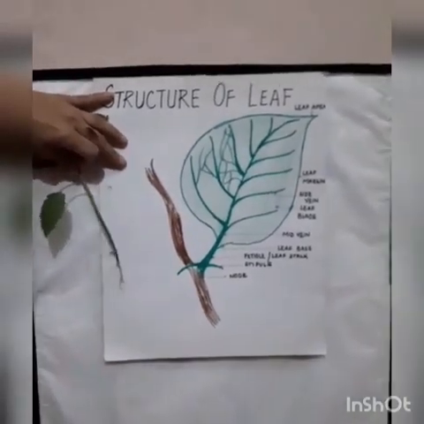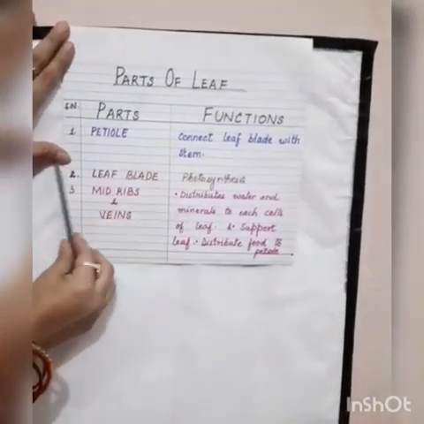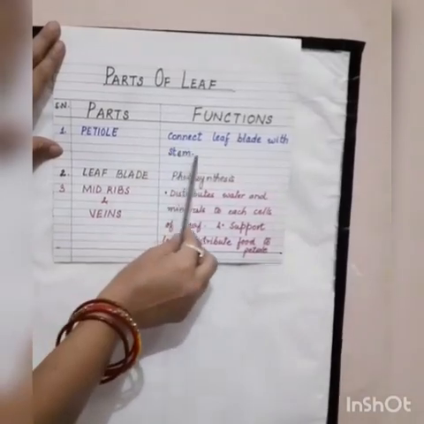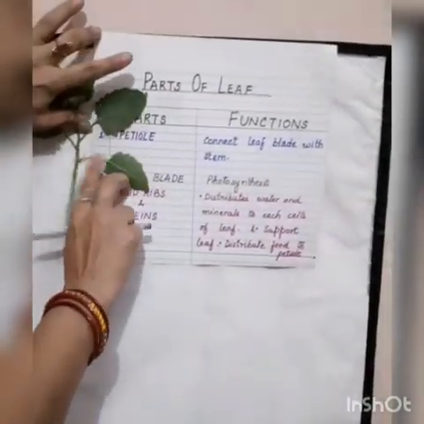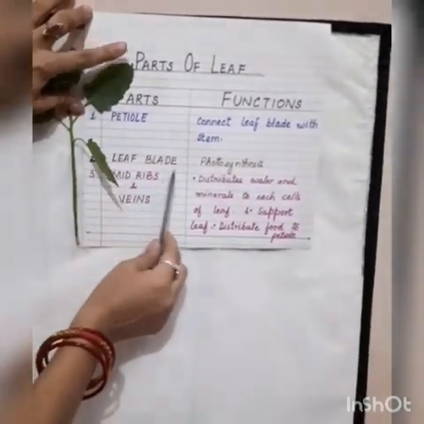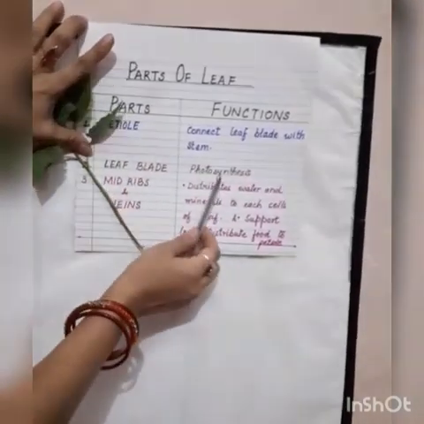Now children, just now you have studied about the parts of the leaf. Now what are the functions of the parts? Petiole, it connects leaf blade with the stem. You can see petiole, it connects leaf blade to the stem. Then leaf blade, this is the expanded part. It is meant for photosynthesis.